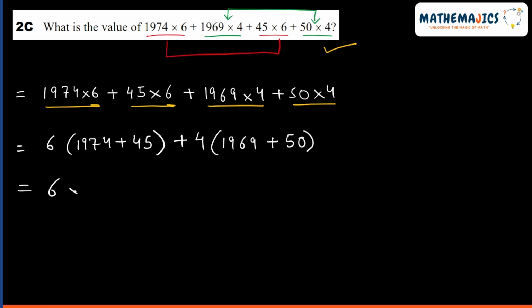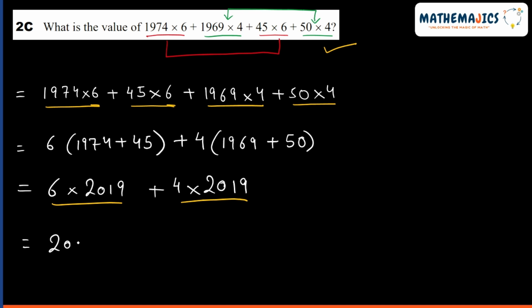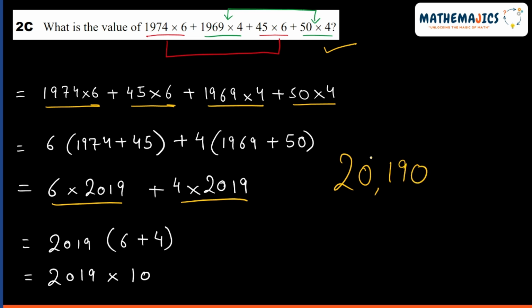We will get 6 times 2019 plus 4 times 2019. Now going forward, we can take 2019 common out of these two numbers. So let's take 2019 common, and we will be left with 6 plus 4. Correct? So that means we will get 2019 times 10. So what will be our final answer? Our final answer will be 20,190.